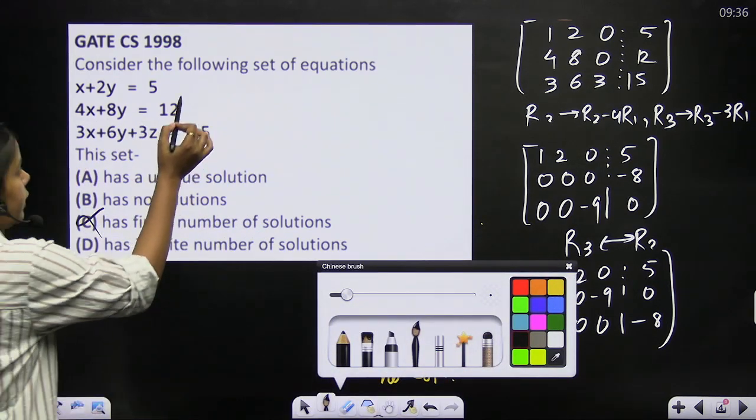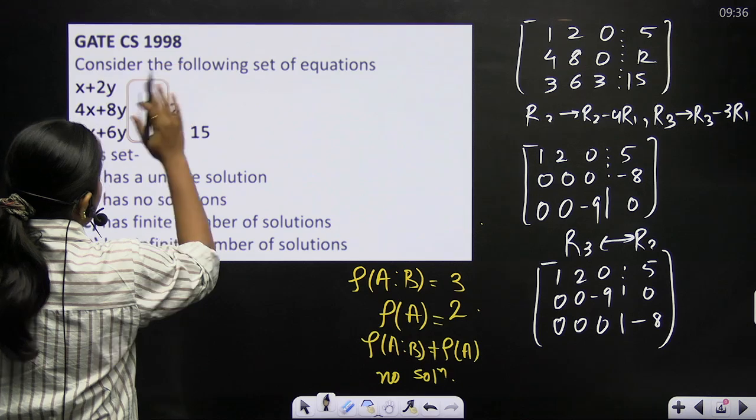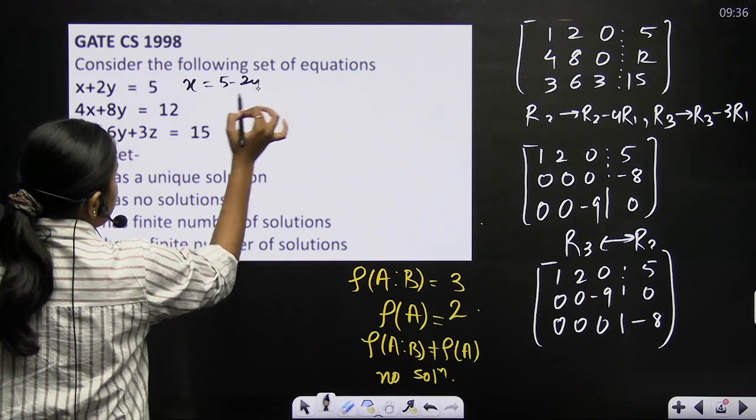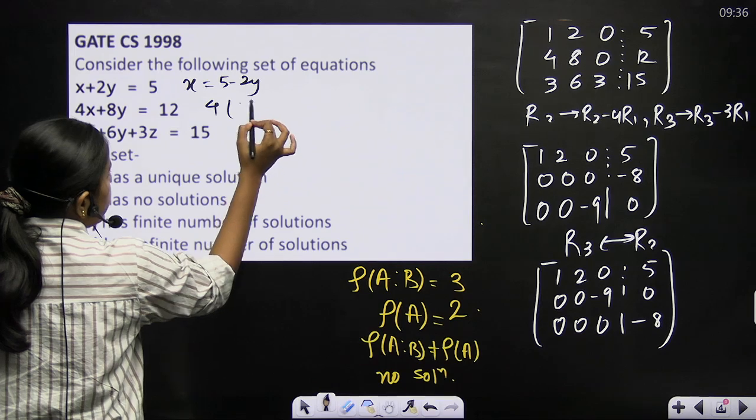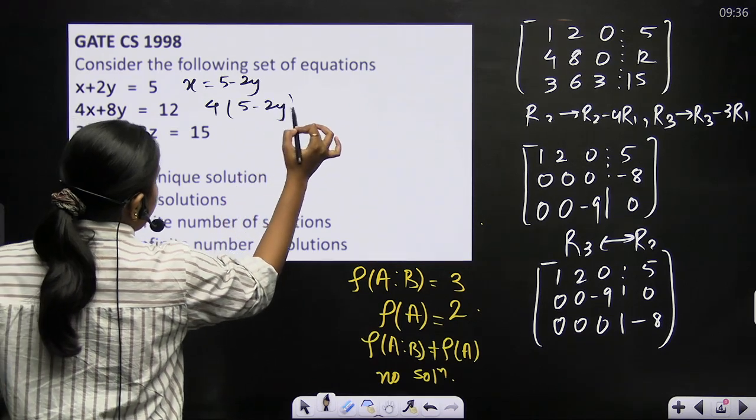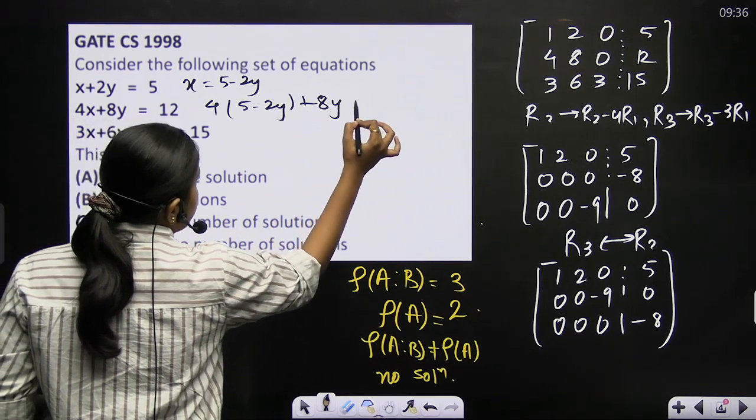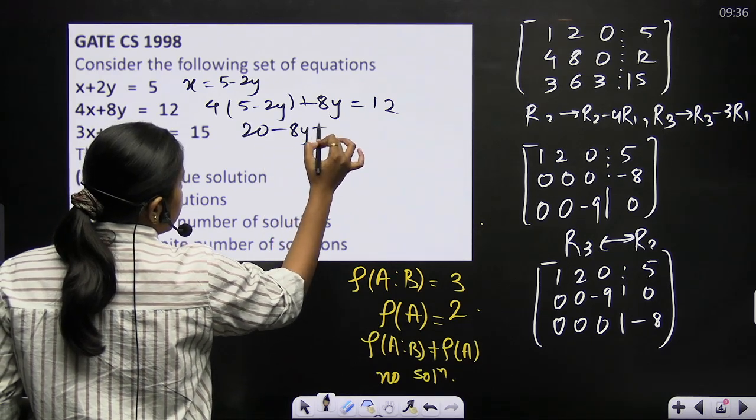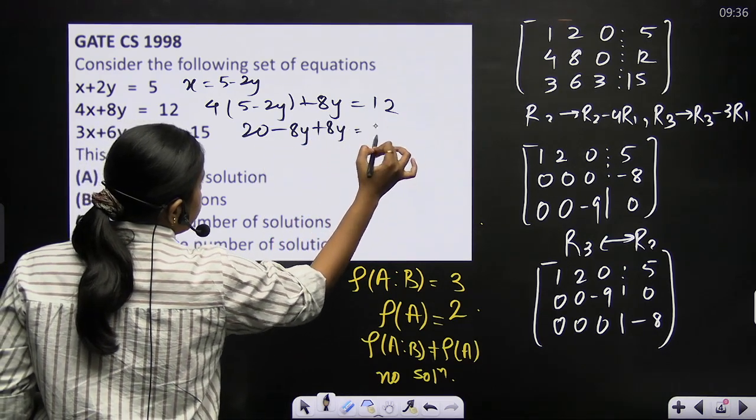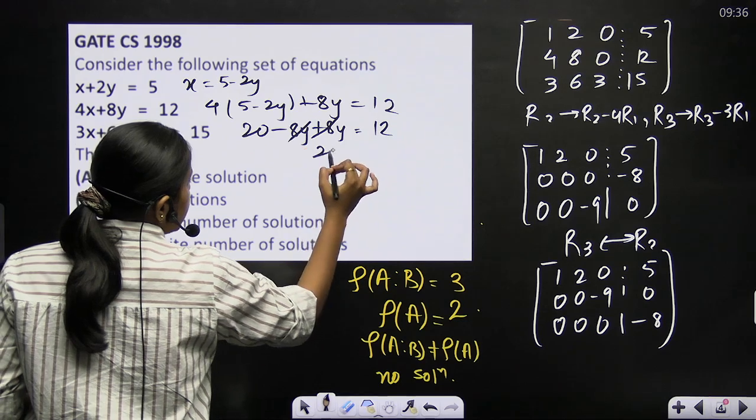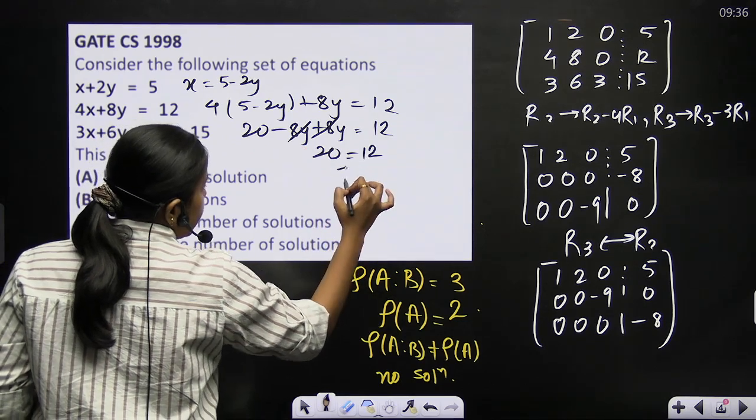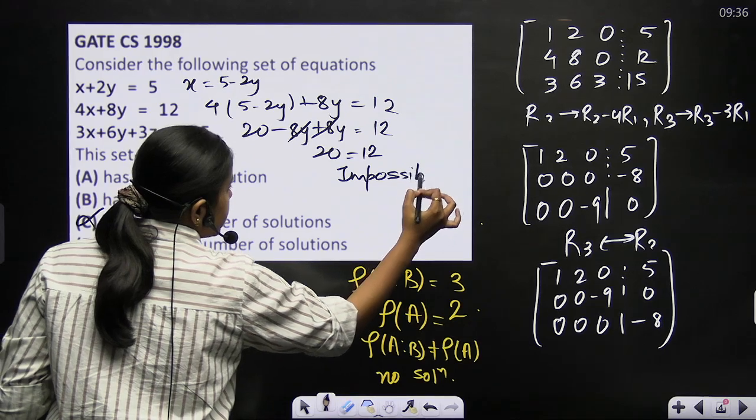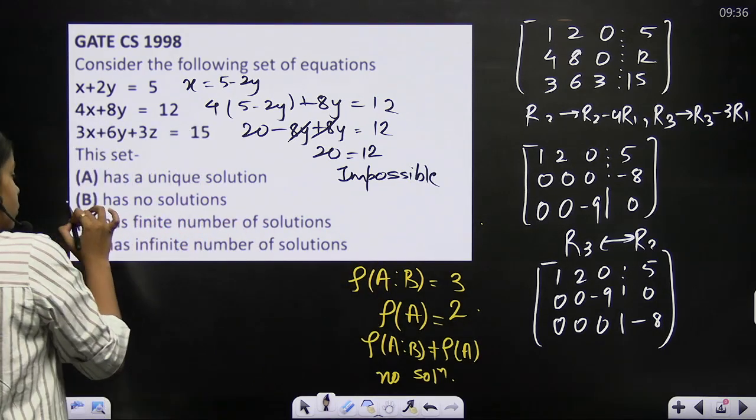So if I solve it, what would I do? I'll just take x out of here. X would be 5 minus 2y. I'll substitute it here. 4 into 5 minus 2y plus 8y is equal to 12. If I solve, 20 minus 8y plus 8y is equal to 12. 8y gets cancelled. So 20 is equal to 12. It is an impossible condition. It is an impossible condition. So that's why we'll have no solution.